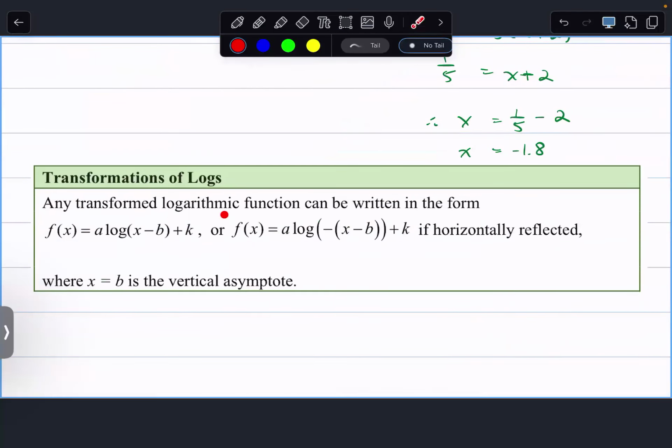So a transformed log function, we can rewrite it as a times log of x minus b, plus k if it's being moved up or down, right? And if it's horizontally reflected, then the negative is on the x inside, okay? If I can't keep it straight, then I don't expect you to either. But the key here is that x equals b is the vertical asymptote.